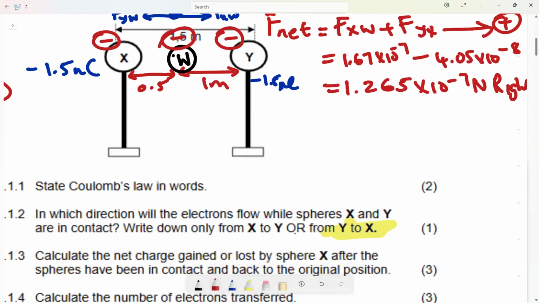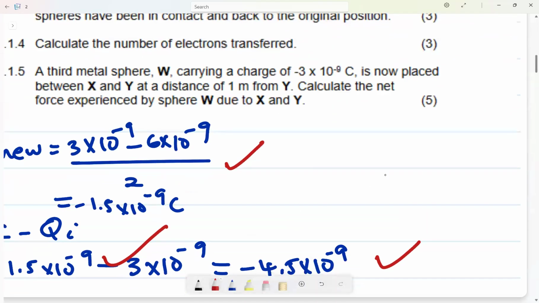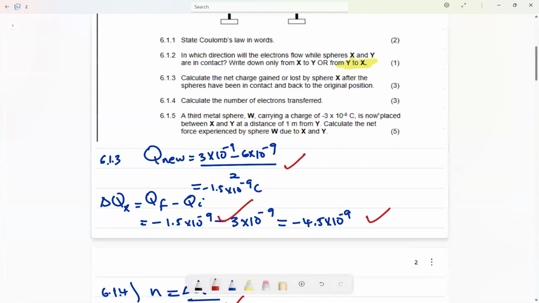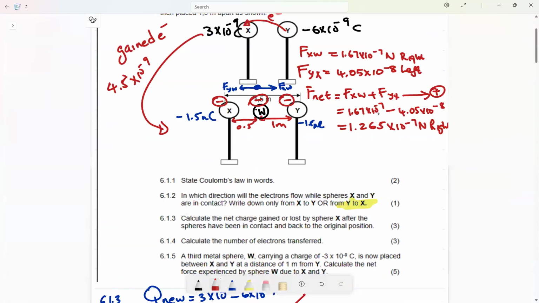Did they say the magnitude? They said the net. Remember, the net force is a vector quantity. It needs to have a direction as well as magnitude. So that is it.